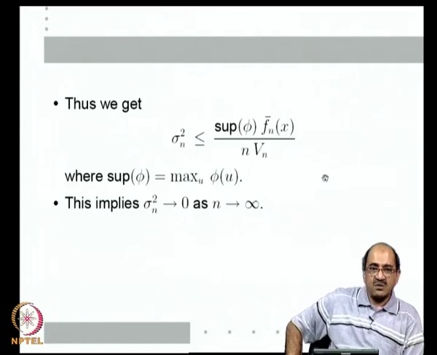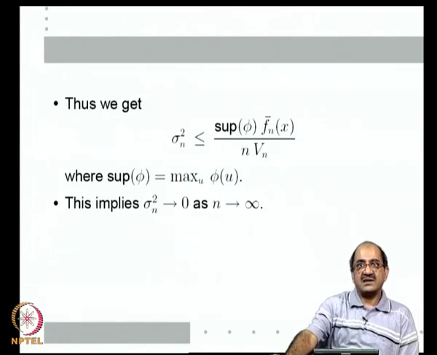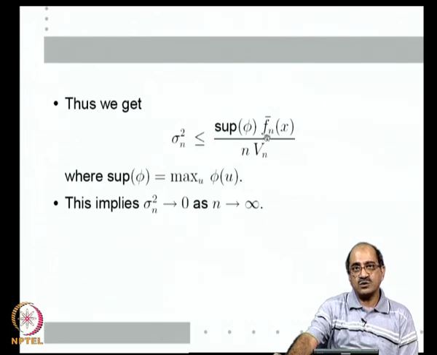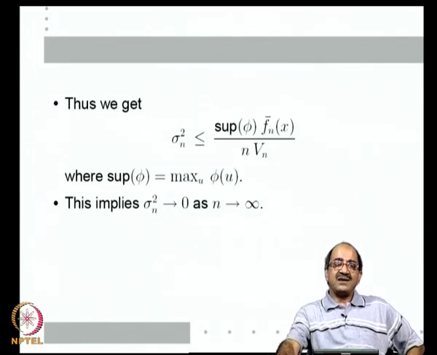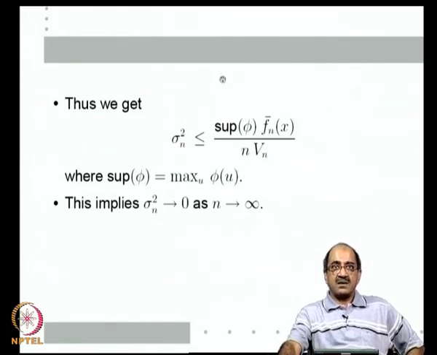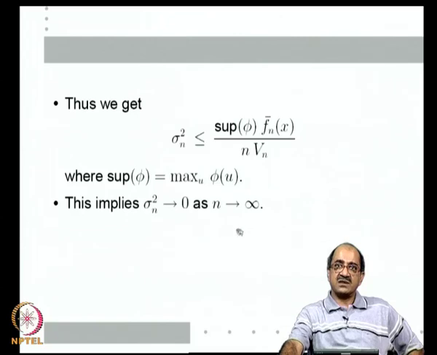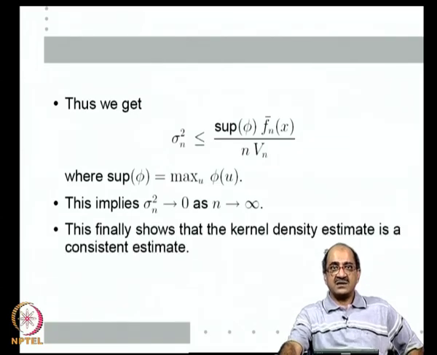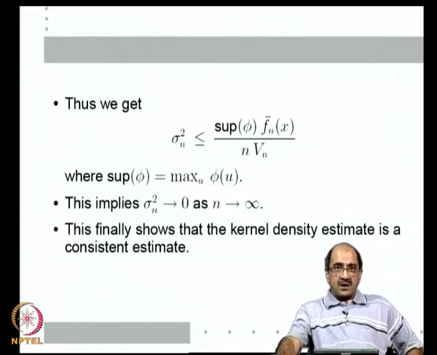So, as we get large samples and we choose our volume element so that h n goes to 0 as n tends to infinity in such a way that n v n goes to infinity. See, as h n goes to 0, the volume element shrinks to 0, but we should shrink it in such a way that n times v n goes to infinity. So, if we choose our h n correctly as n tends to infinity, then we can show that the mean of f hat n of x becomes f of x and its variance goes to 0, thus showing that f hat n of x converges in probability to f of x, right, and that tells us that the kernel density estimate is a consistent estimate. Okay.